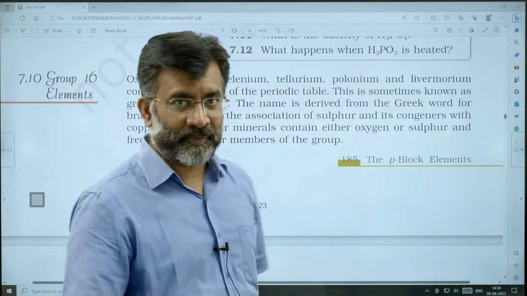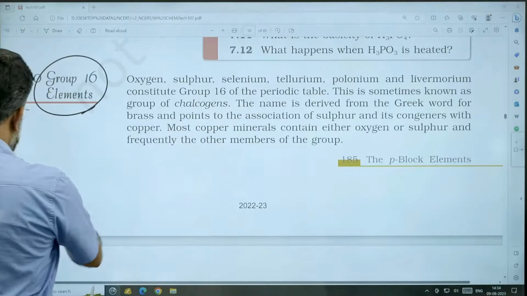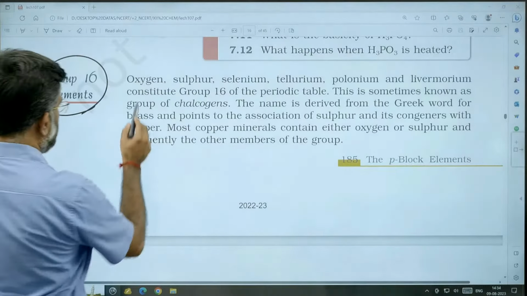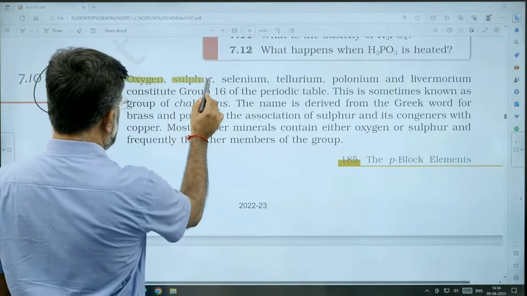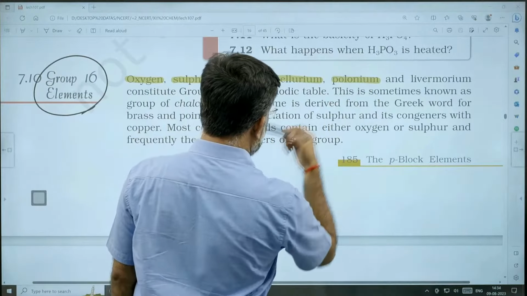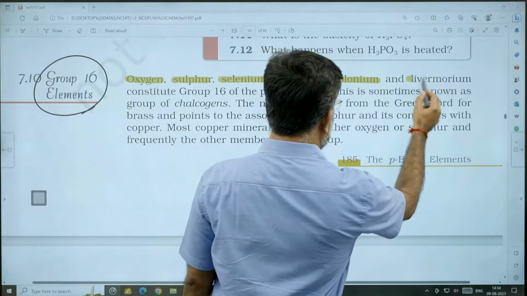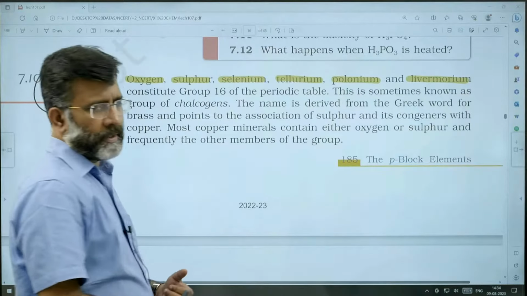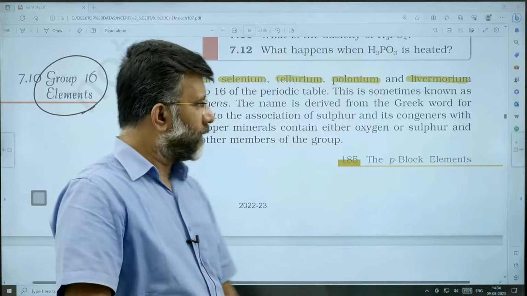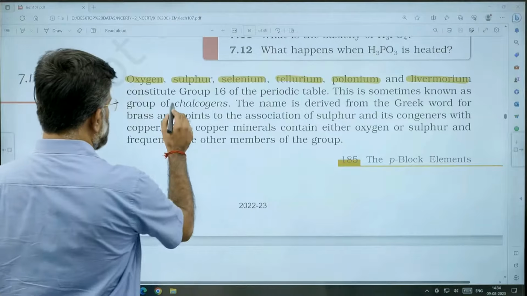Now it is group 16. Group 16 members, all of you know. The members are oxygen, sulfur, selenium, tellurium, polonium, and the new member livermorium. These are the members of the so-called oxygen family, which is also called chalcogens.